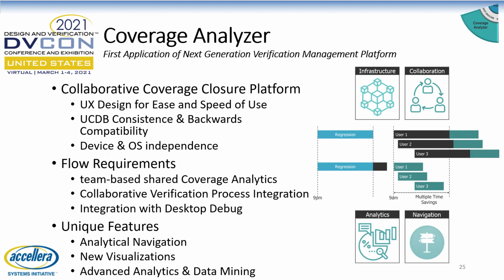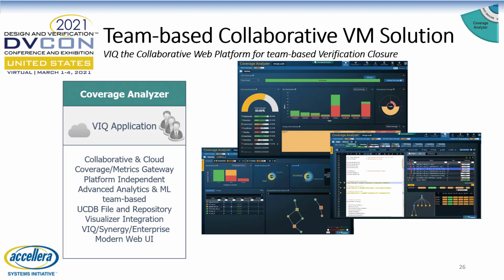Advanced analytics and data mining are being used to help you reach coverage closure. So Coverage Analyzer provides collaborative workflows in a team-based environment. Using web technology means that it has been constructed to take us seamlessly into the cloud, but also supports single and multiple location collaboration on internal networks. Coverage Analyzer is the gateway to the rest of the verification management platform and multiple closure metrics. It's a modern UI with performance and capacity for future designs with the platform independence to support any device running a browser.